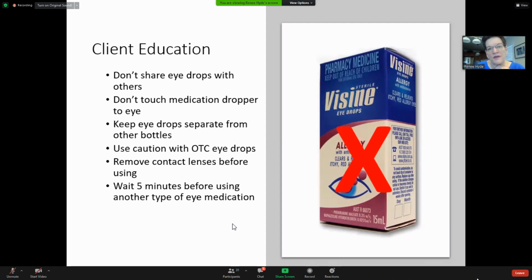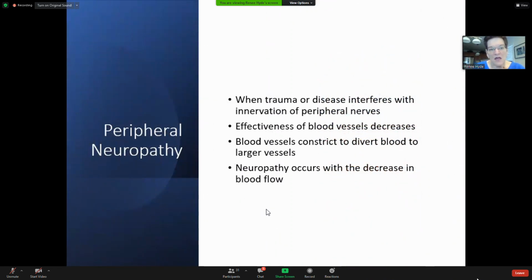Now, one of the things that we see as part of the sensory perception is neuropathies. Now, I know that you guys learned a little bit about peripheral neuropathy whenever you talked about diabetes, but there are other types of neuropathies as well. So let's do a quick review of peripheral neuropathy.